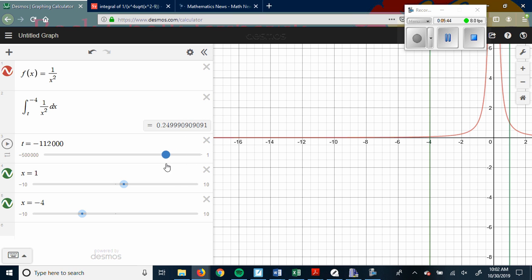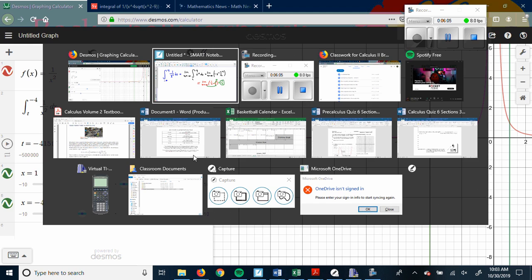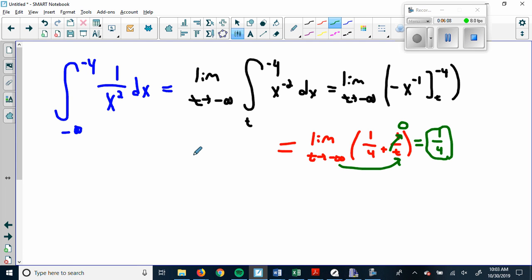Now, at some point Desmos just gives up and says these numbers are too big. But so far, at negative 200,000, negative 300,000, it works, and you can see they're getting closer and closer to that 0.25 value. All right, so hopefully that makes sense to you. We will do a lot more of these in class.